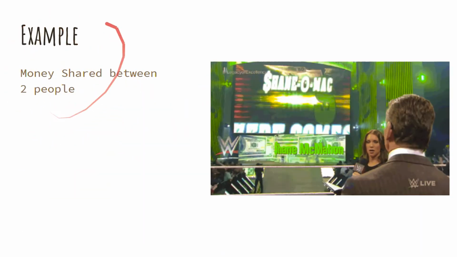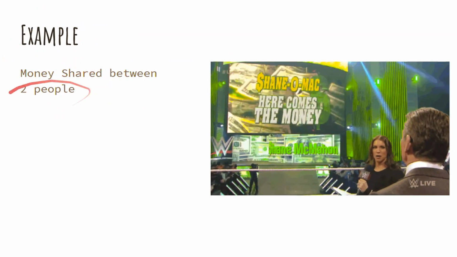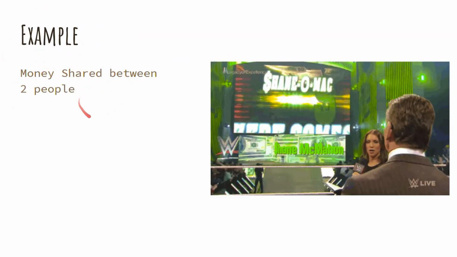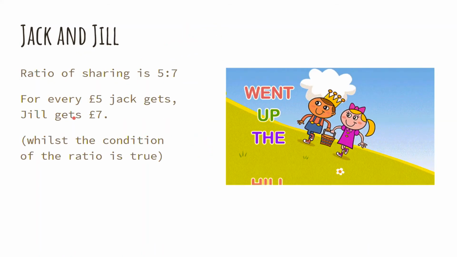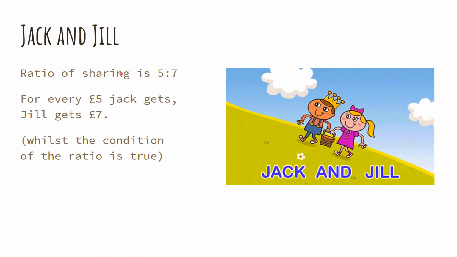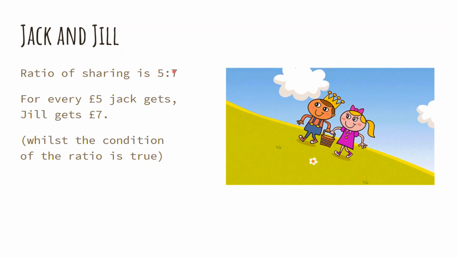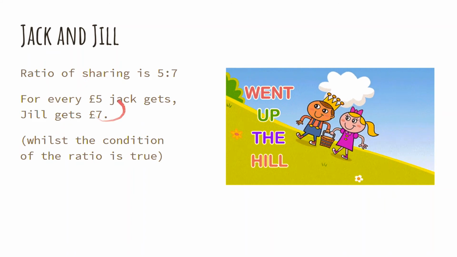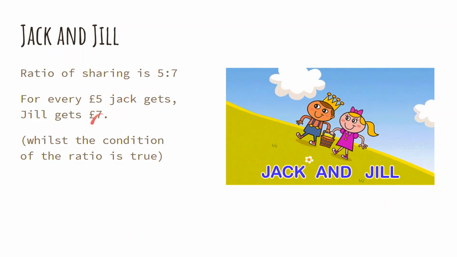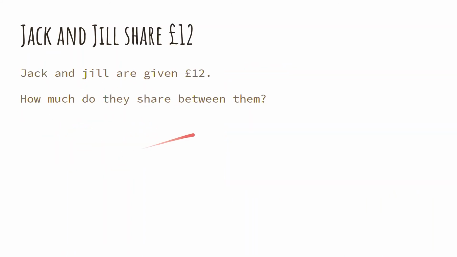Okay, a different example is sharing money between 2 people. So you have an amount of money and then you want to give it to 2 people. Our 2 people here are Jack and Jill. The ratio of sharing is 5 to 7. So this is a different example with ratios now, it's just sharing money. For every 5 that Jack gets, Jill gets 7. And while this condition is true, we can give them £12.